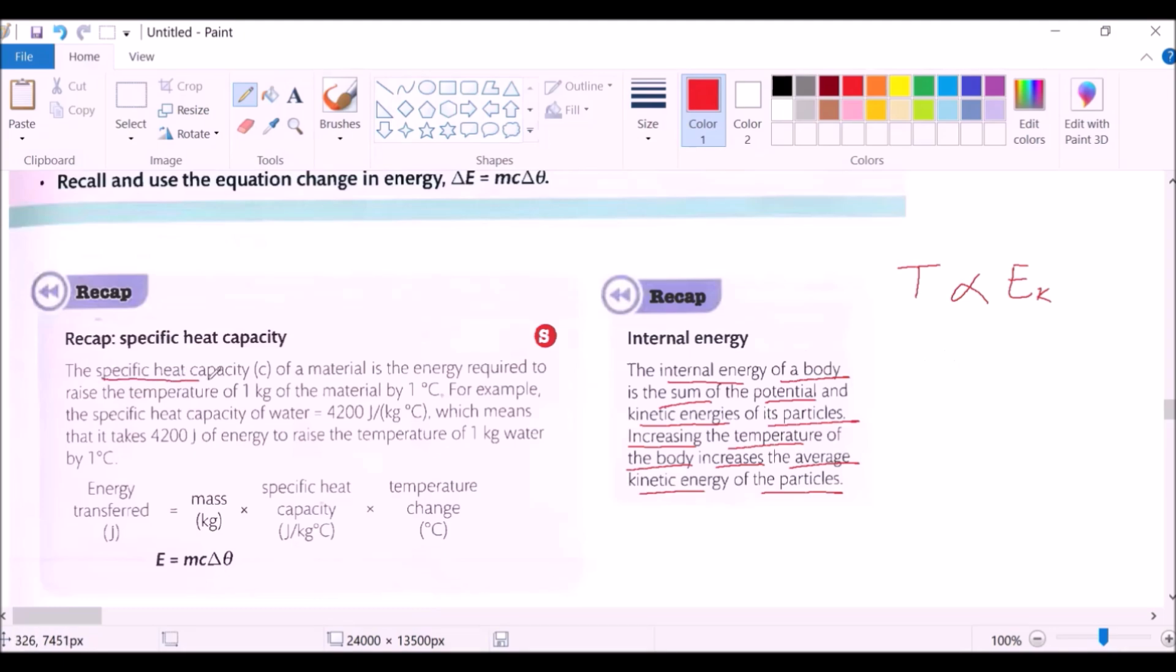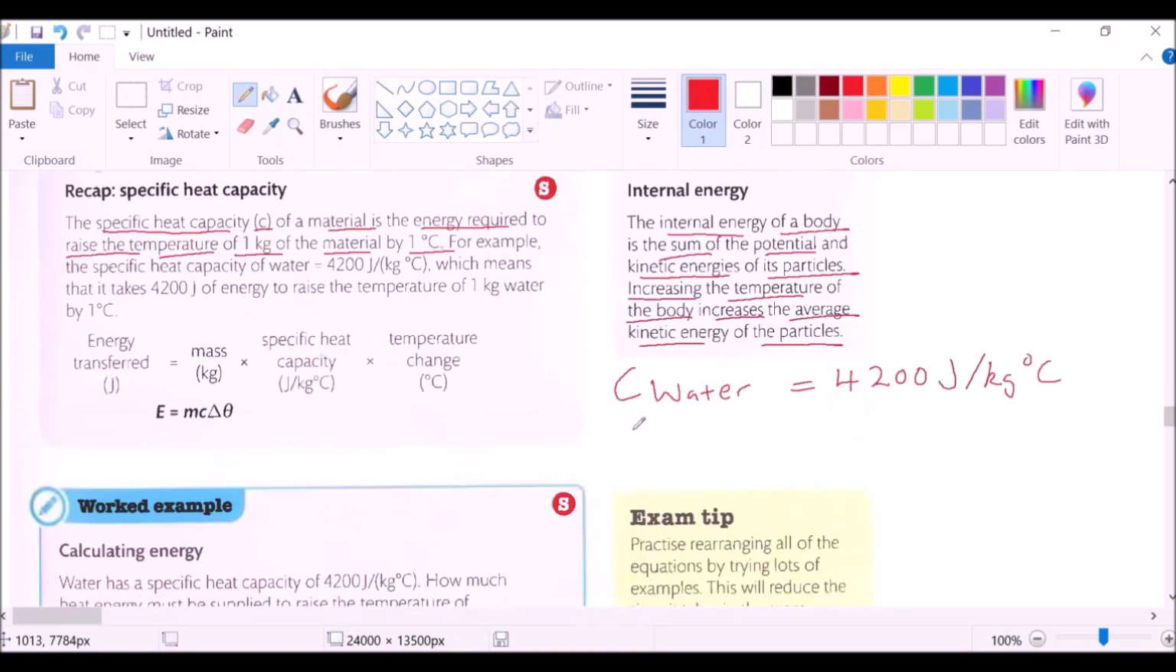The specific heat capacity, C, of a material is the energy required to raise the temperature of 1 kg of that material by 1 degree Celsius. For example, the specific heat capacity of water is 4,200 joules per kg degrees Celsius.